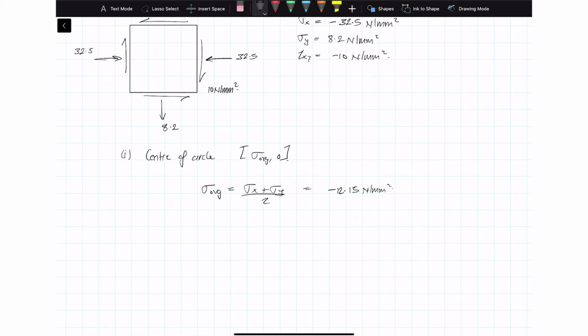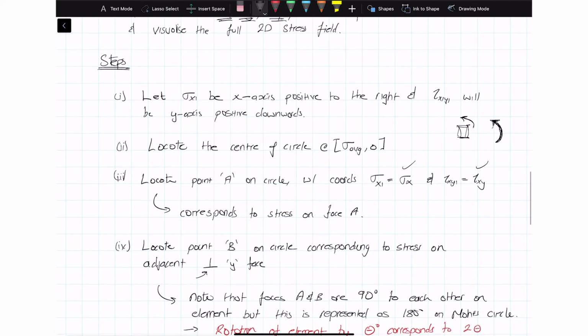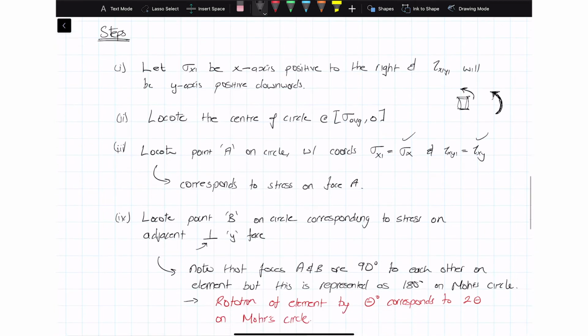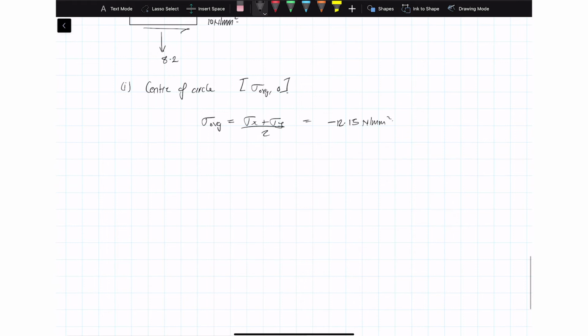Now, I am going to work out the radius next. Now, what did I say step 2 was up here? Step 2 was locate the center. Step 3 was locate point X. Now, before I actually locate point X, I'm actually going to want to plot this circle.